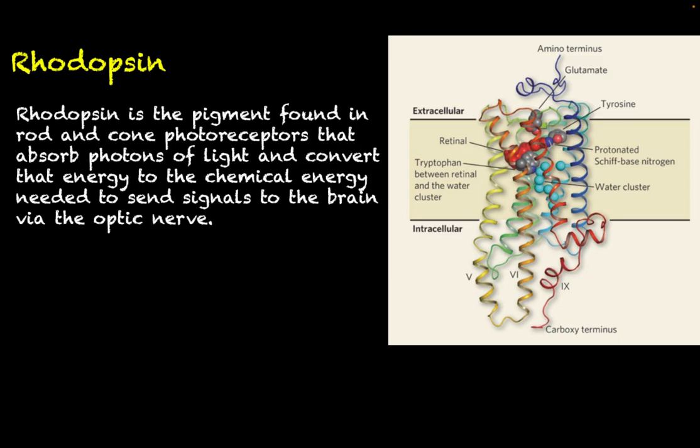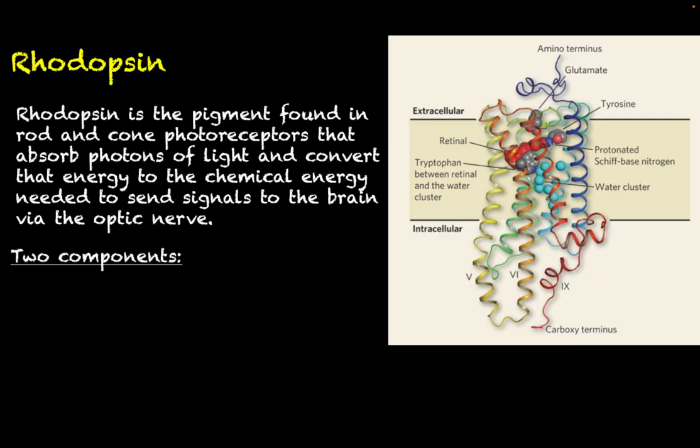Just real quick, let's talk about rhodopsin. This is what rhodopsin is generally going to look like. It embeds itself in the cell membrane of those photoreceptor cells. You don't have to worry about this too much. The spirally parts of this are the protein, or the opsin. And then that big globular thing in there is the vitamin A that has wedged itself in there. So rhodopsin is the pigment found in rod photoreceptors that absorb photons of light and convert that energy to the chemical energy needed to send signals to the brain via the optic nerve.